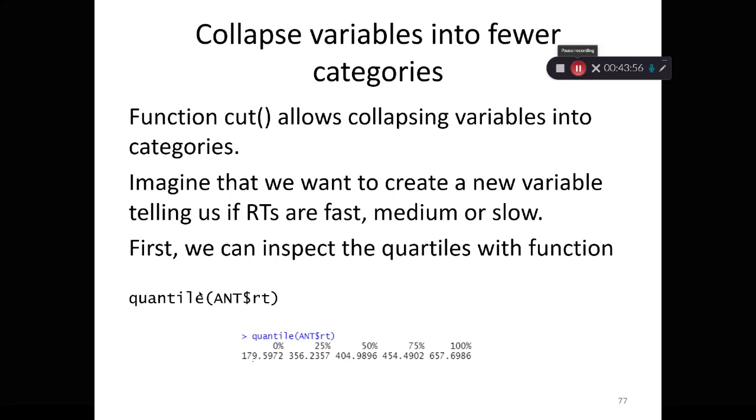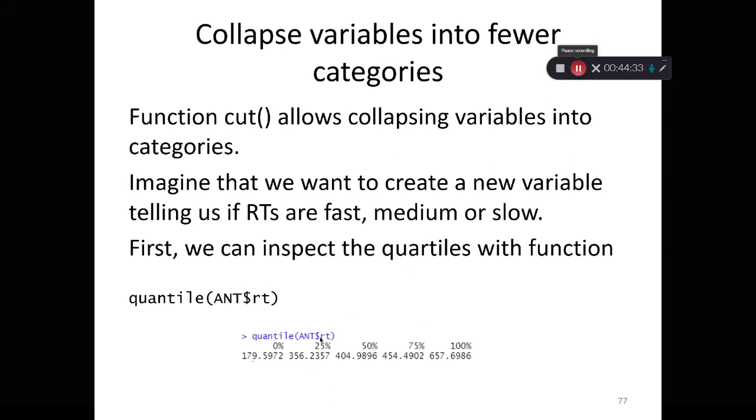If we run the code quantile of ANT dollar reaction time, we get the quartiles. So the lowest limit, the minimum of the reaction time, is this one. Then the first quartile, the 25th percentile. Then we have the median, the third quartile, and then the maximum. And well, we can use that to define different classes of reaction times.